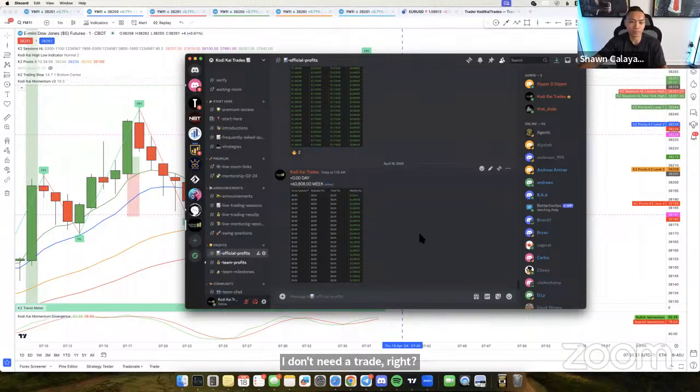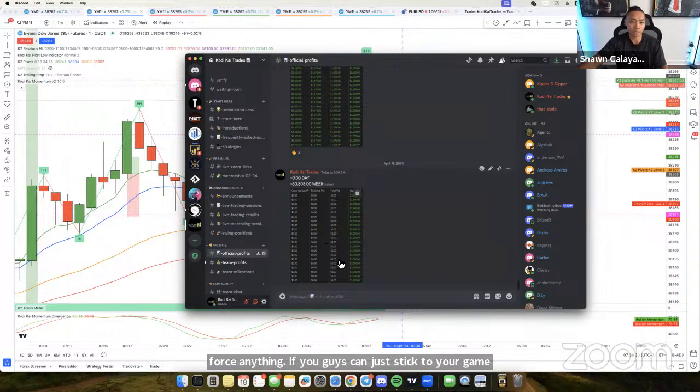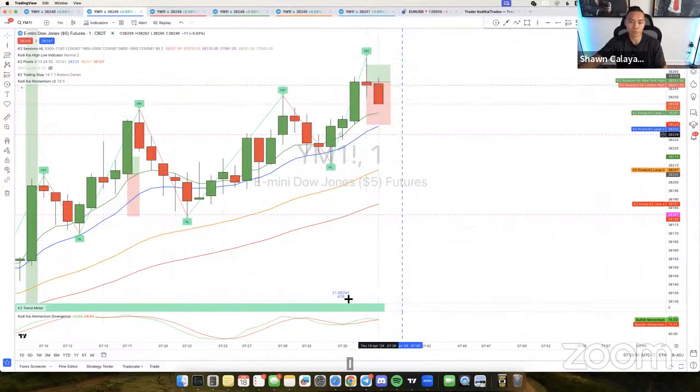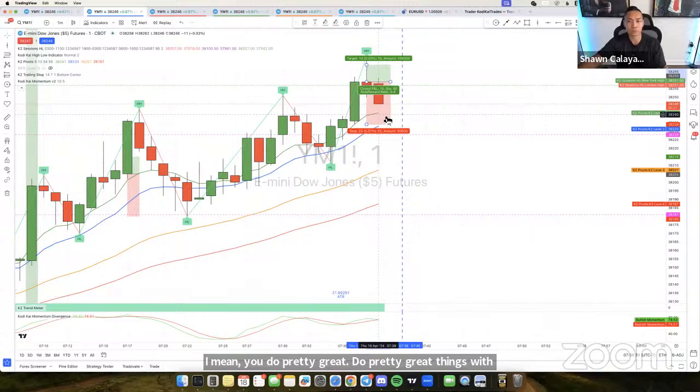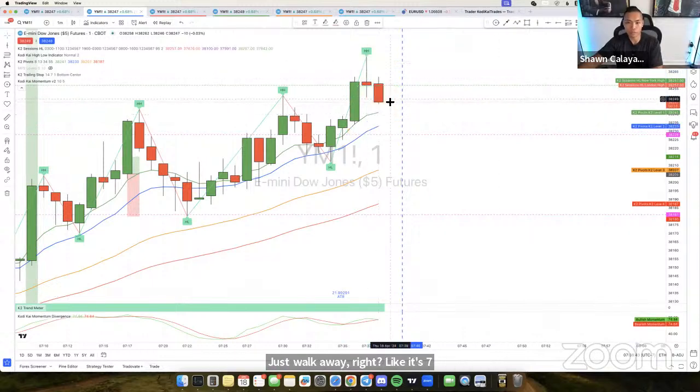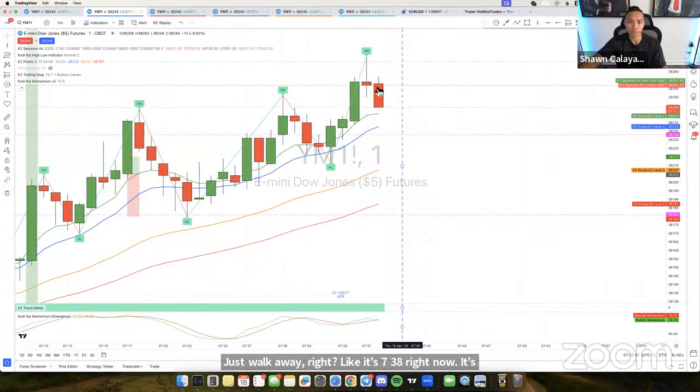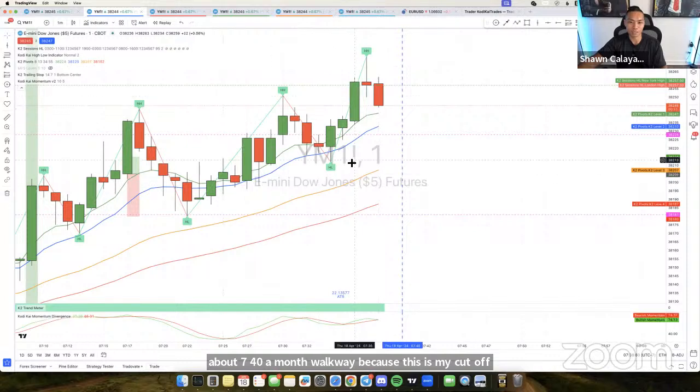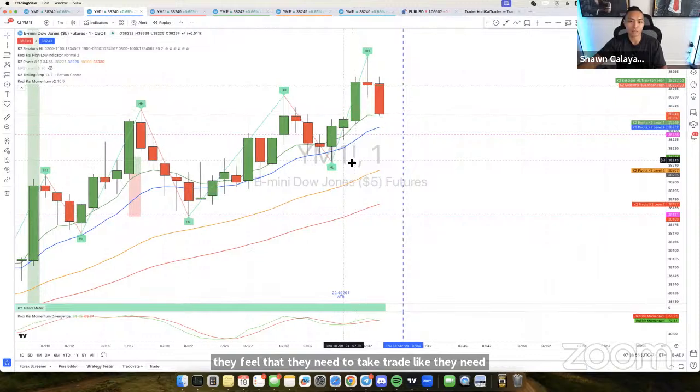If you guys can just stick to your game plan and not force anything, you can do pretty great things with trading, because the biggest problem for the majority of traders is not being able to walk away, right? It's 7:38 right now. It's about to be 7:40. I'm about to walk away because this is my cutoff for trading. The problem with a lot of people is they can't walk away. If they haven't taken a trade today, they feel they need to take a trade, like their life depends on it. And that one trade they take is possibly going to lose and put them in a hole.